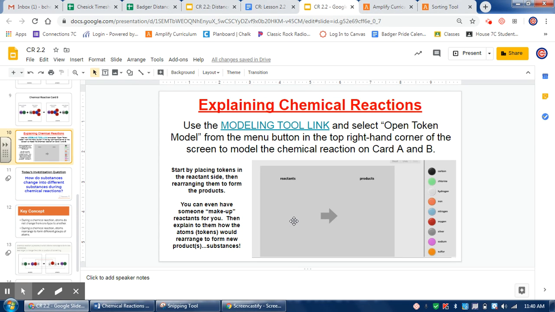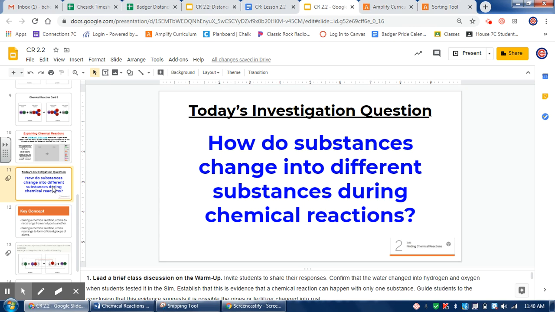The whole idea is that we try to come up with a good answer to the investigation question, which is, remember, how do substances change into different substances during chemical reactions, using your vocabulary words. So I'm going to ask you to put together your sentence after you get done with the activity, and I will have a Google form on today's agenda that I'd like you to go into and type your sentence, and I'll share a few of those sentences in the next lesson, which would be Monday's lesson.